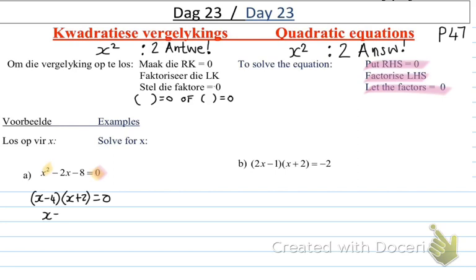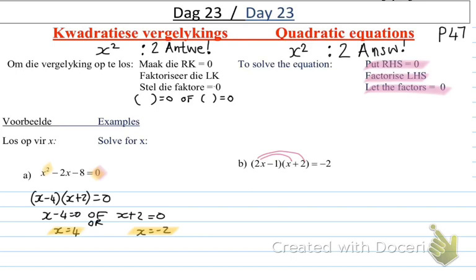So the first bracket is x minus 4 equal to 0, or x plus 2 equal to 0. Then I have to get x alone in each case. So it's x, and the negative 4 goes over, it becomes positive 4, or x is equal to negative 2. So those are my two answers for number A.